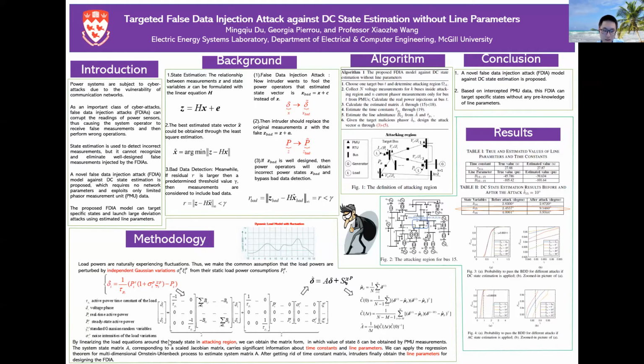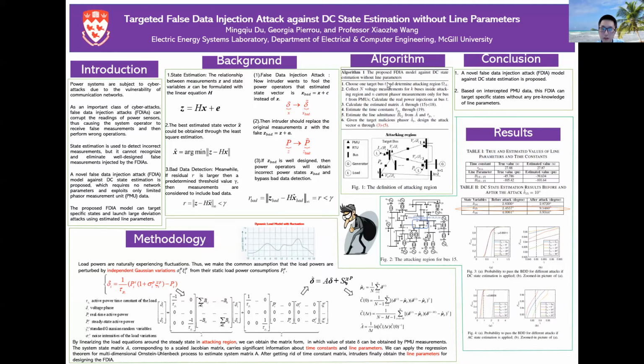Next, the system matrix A, corresponding to a scaled Jacobian matrix, carries significant information about the time constant and the 9 parameters. So only relying on PMU measurements, after getting rid of the time constant matrix, intruders finally can obtain the 9 parameters for the design of FDIA here. So the algorithm has 6 steps.